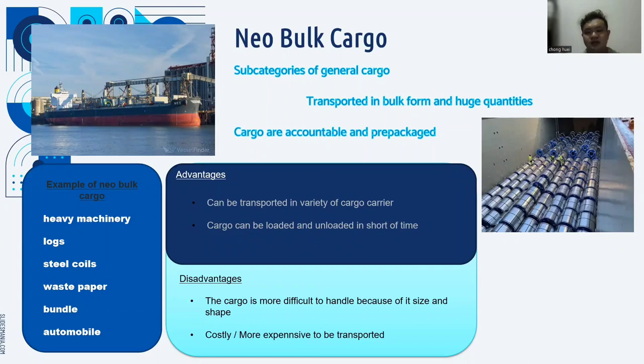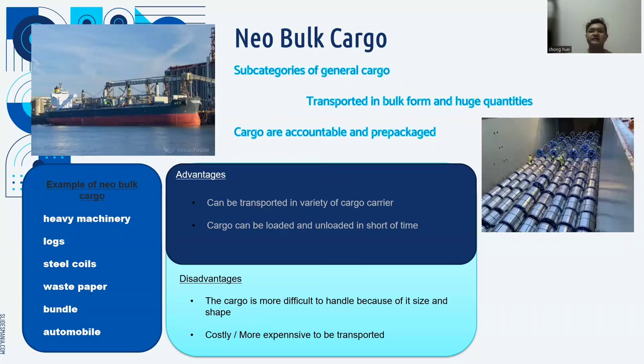So here we're going to explain about the benefit and the disadvantage of the neo bulk cargo. Firstly, the advantage of neo bulk cargo is that it can be transported in a variety of cargo carriers. It is because the neo bulk cargo is already pre-packaged and can be accounted for. It can fit into a variety of cargo carriers like container ship, break bulk cargo, and also neo bulk carrier.